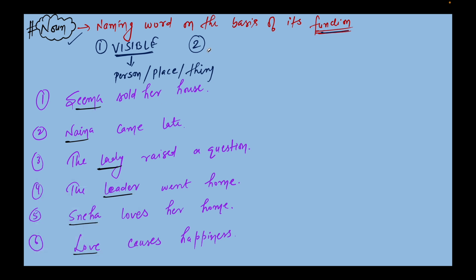Second thing, let me take a different color of pen here. Second thing is felt only. Felt only means something which can be felt only. If you want to remember which things come under the category of felt only, I would say FAQs. It is not frequently asked questions.